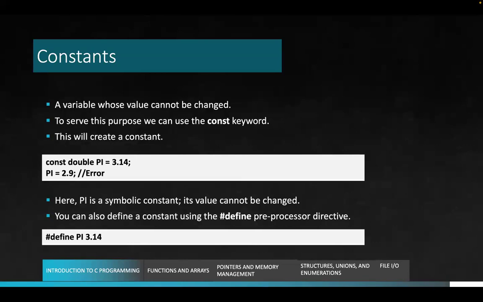What are the different types? How can we define it? The first type is using a keyword called const. The second type is #define. This is a pre-processor directive that can be directly used while writing the function. #define can also be used in this.